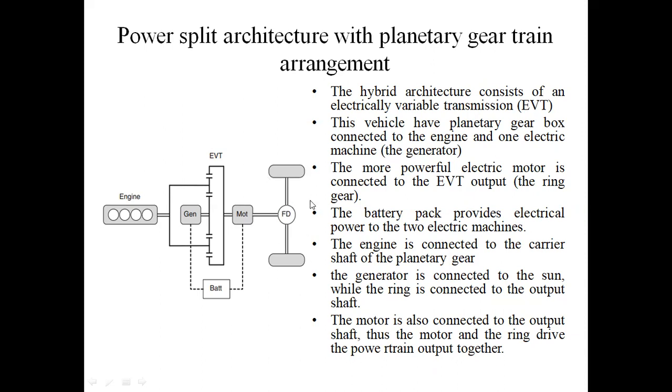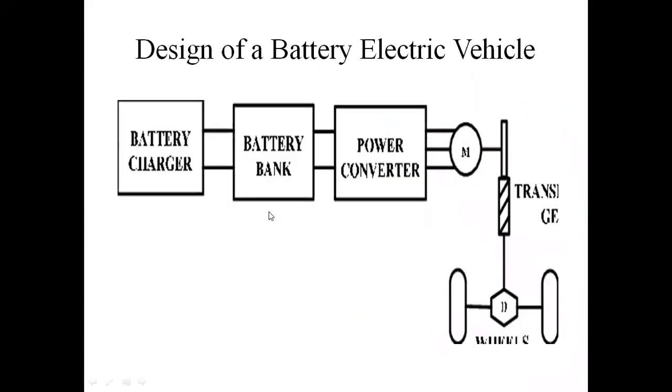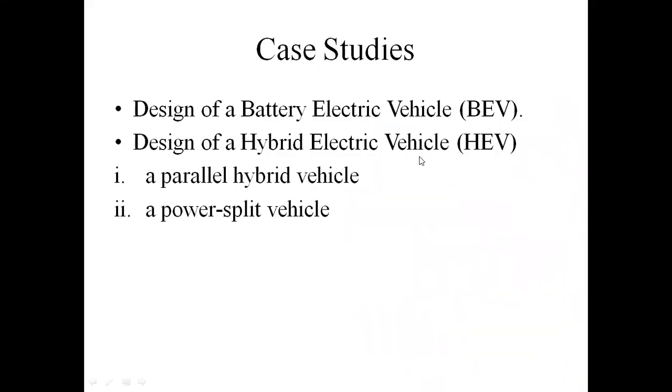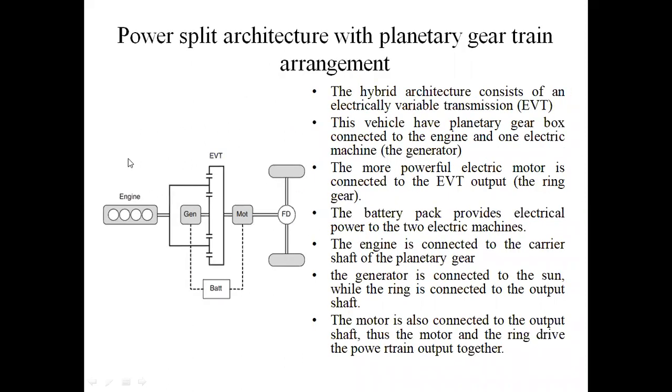This is the total design of the battery electric vehicle and the design of the hybrid electric vehicle. This is the battery electric vehicle diagram. Next, the design of the hybrid electric vehicle: the parallel hybrid vehicle and the power split hybrid vehicle. These two diagrams: this is the parallel hybrid vehicle diagram, and this is the power split architecture with planetary gear arrangement.